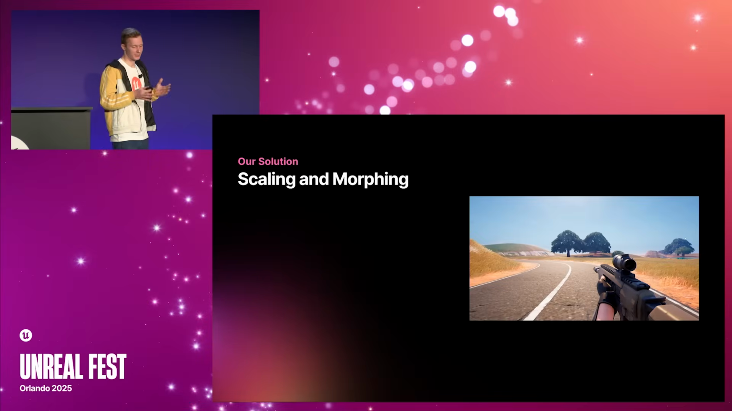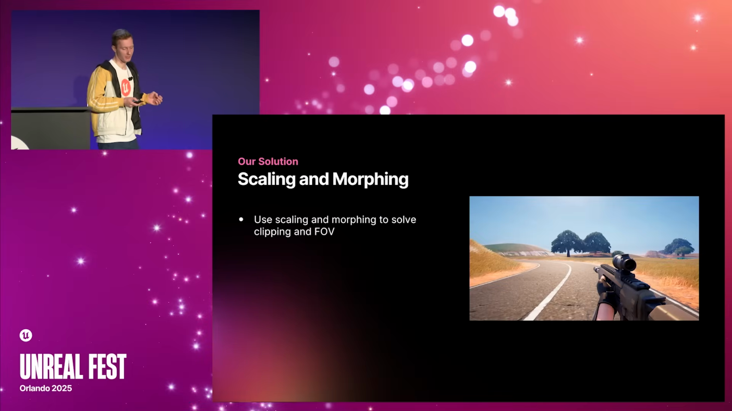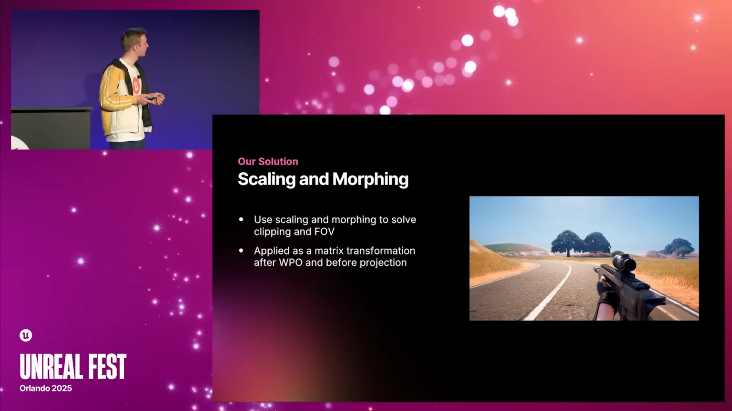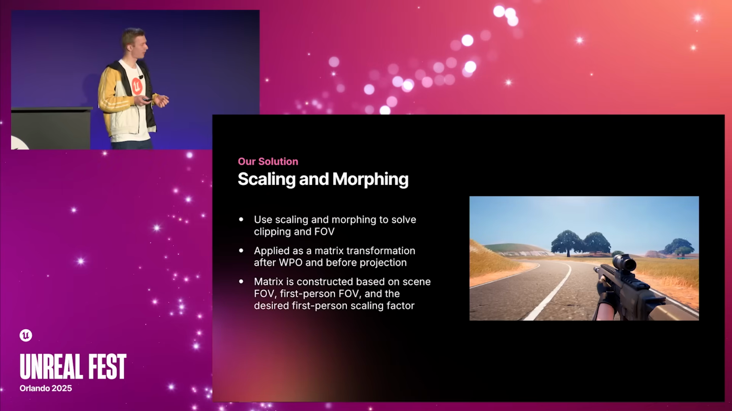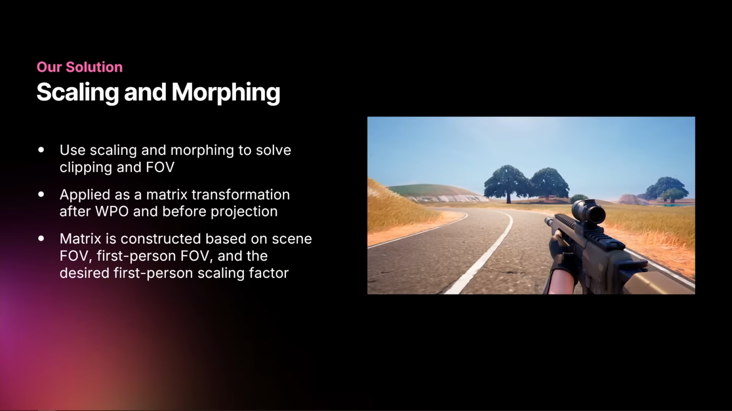Okay, so our technique is based on scaling and morphing. We use it to solve clipping and field of view, and the way it works is we apply a matrix transformation after a world position offset is applied to the vertex, and before we apply the view and projection matrix. This matrix is constructed based on the scene field of view, the first-person field of view, and the desired first-person scaling factor to solve clipping.